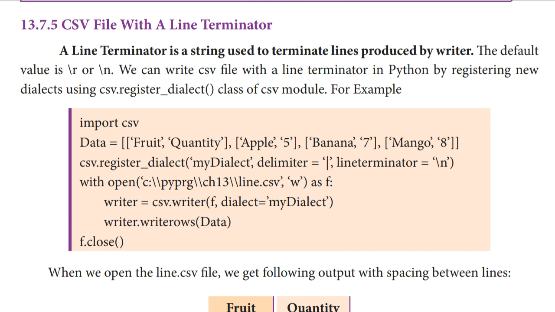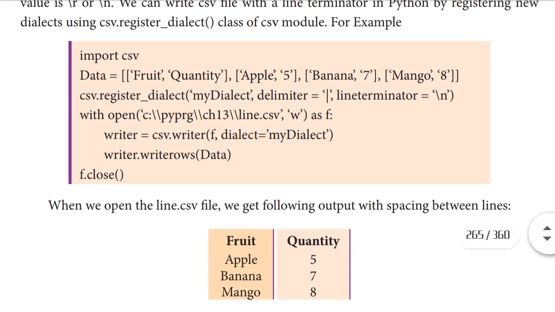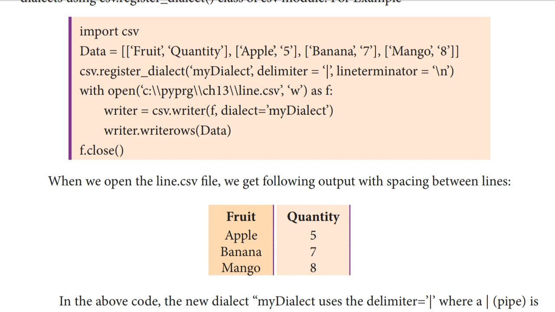So why did we use writerows here? We are writing more than one row of data into a CSV file. That's why we used writerows here. Then we are writing the list into the CSV file with the help of the writerows method. After writing the data, we are closing the file. Next, when we open the line.csv file in a normal editor after writing the data, the output looks like this. So the data is displayed on the next line itself.